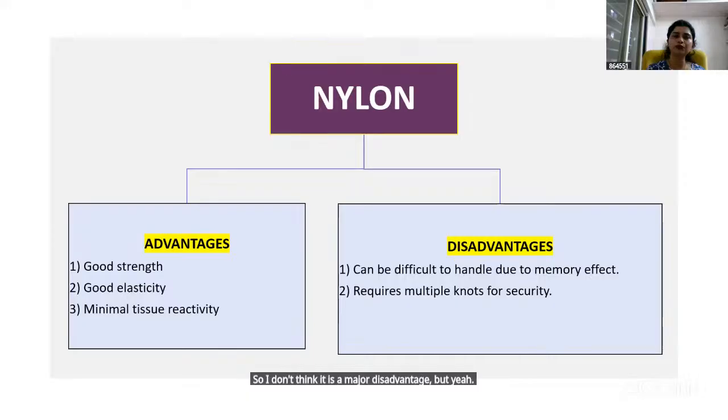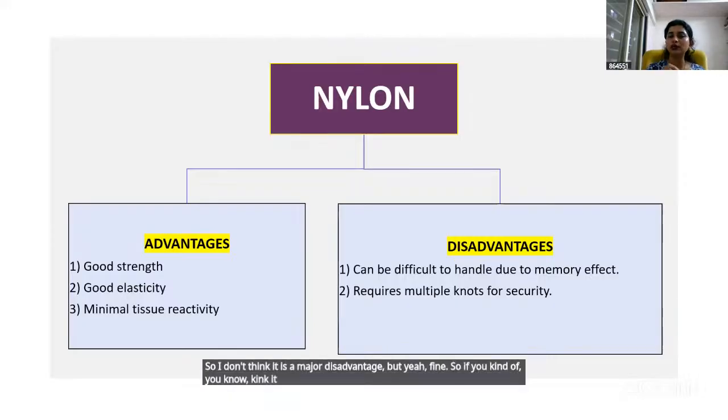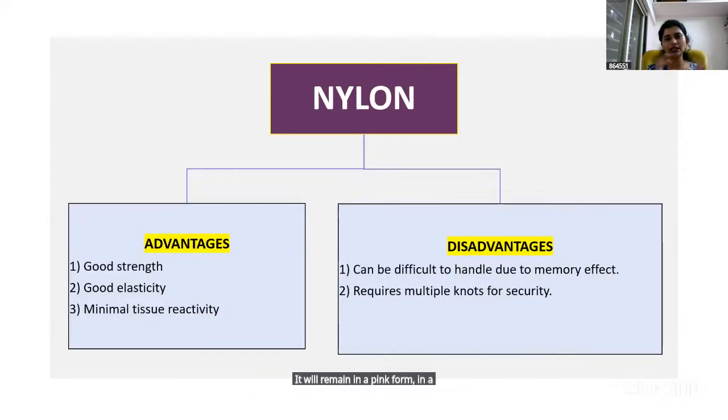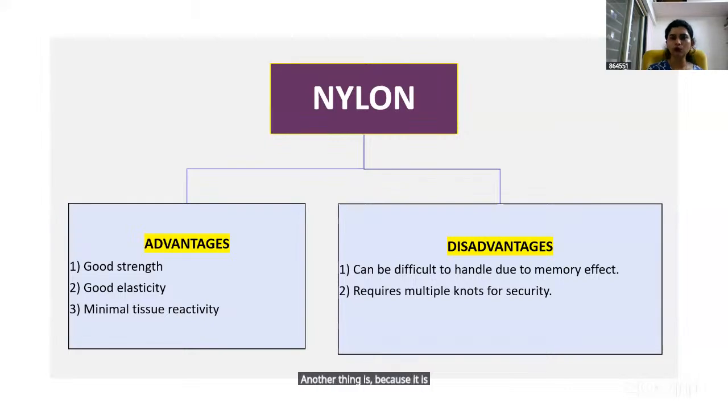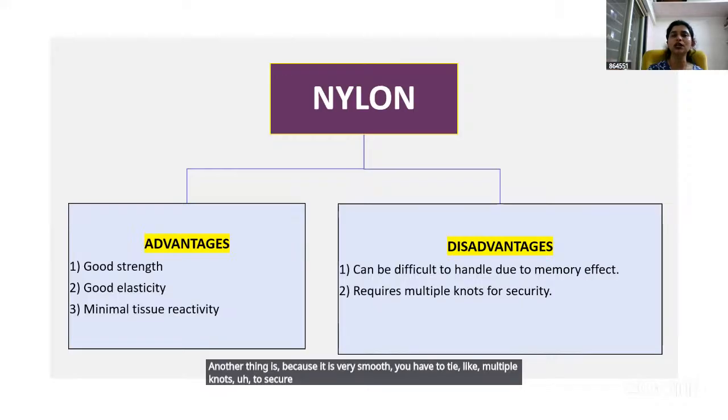So if you kink it, or before suturing if you kink it in any way, it will remain in a kinked form, in a bend form, right? So that is one disadvantage of the suture. Another thing is, because it is very smooth, you have to tie multiple knots to secure it in place. Otherwise, the knots will open.